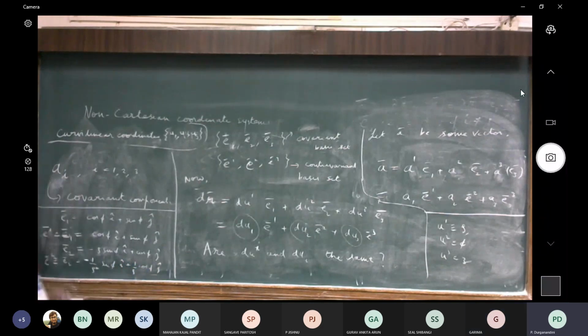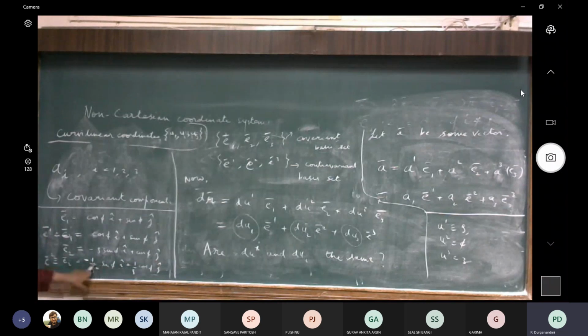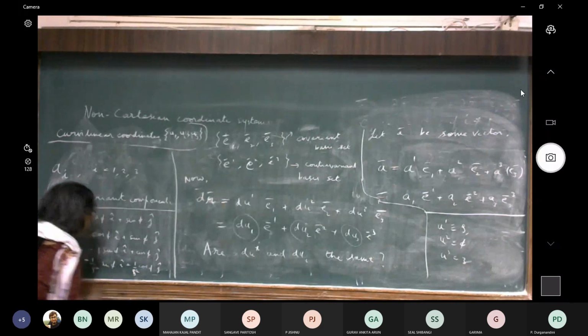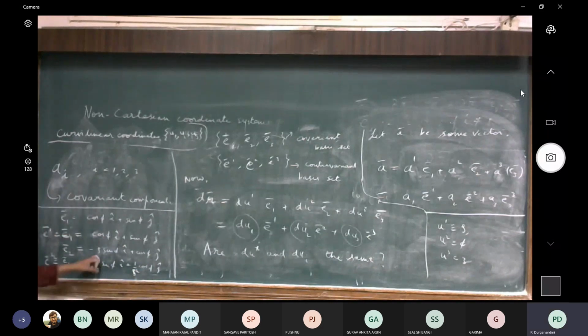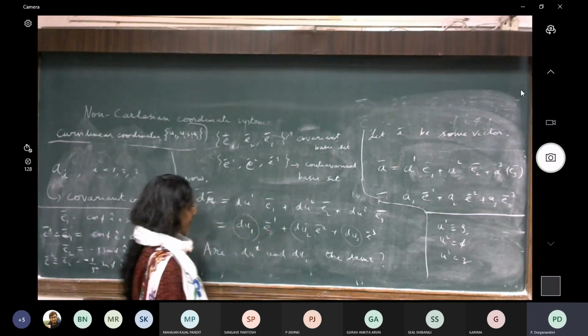And what you can see now is that your contravariant E2 is not the same as your covariant E2. Because the covariant E2 is minus rho times sin phi i cap plus cos phi j cap, while the contravariant E2 has an extra factor: where I have a rho here, I have a 1 by rho square there. Minus signs are the same. This is also rho square.